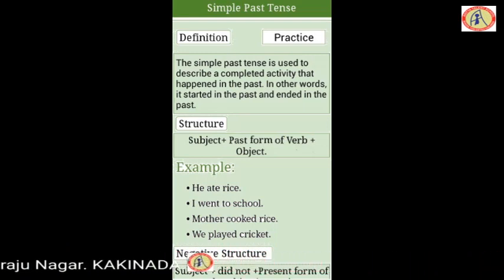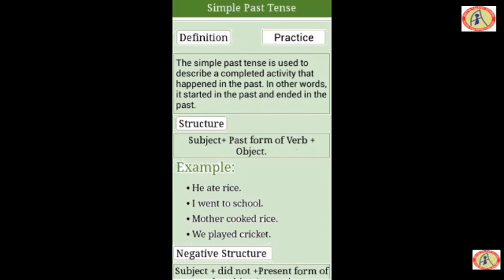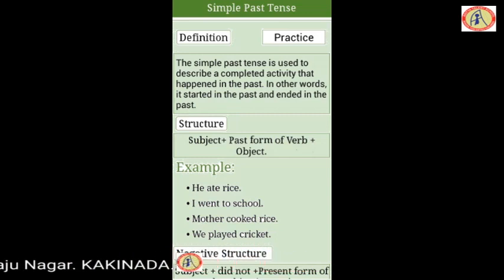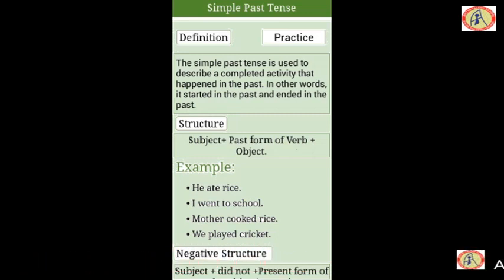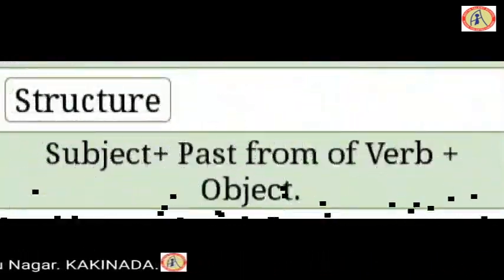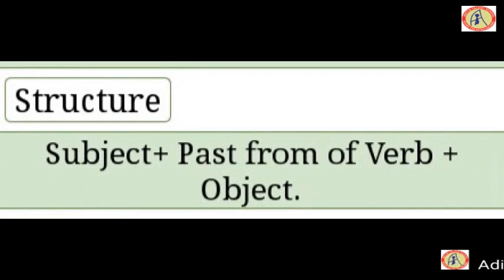Now what is called simple past? Simple past tense is used to describe a completed activity that happened in the past. Or you can also state it as started in the past and ended in the past. And the structure is known to everyone: subject plus past form of the verb, means V2 form, plus object.